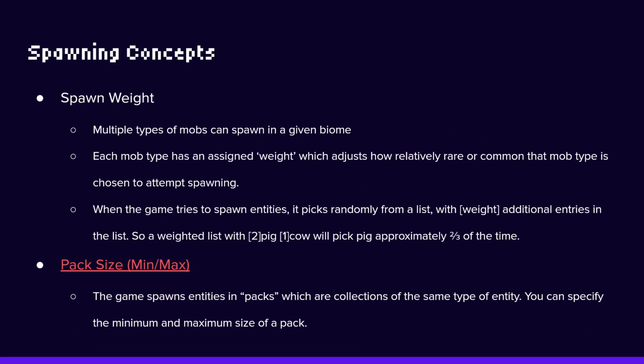Another important concept in spawning is spawn weight. So the spawn weight is essentially, if you know that multiple types of mobs can be in any biome, they have relative rarities. Each mob type has a weight, which adjusts how rare it is relative to the other mobs that can spawn there. So if the game is trying to spawn entities, it picks from a list, and for every weight that a mob has, it has an additional entry into that lottery, essentially. So if you have 2 pig, 1 cow in the list, then it will pick pig 2/3 of the time.